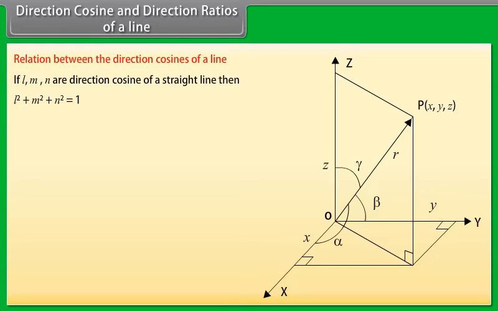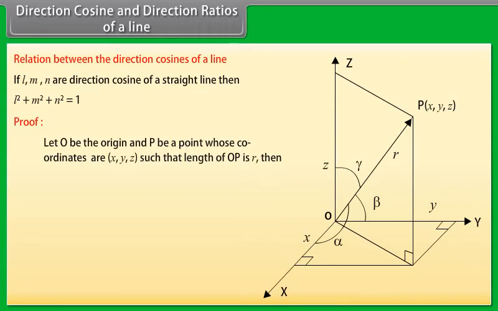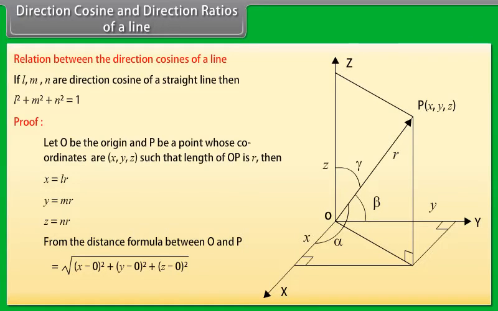equals 1. Proof. Let O be the origin and P be a point whose coordinates are x, y, z such that length of OP is r, then x is equal to Lr, y equals Mr, z equals Nr. From the distance formula, OP equals square root of (x minus 0) square plus (y minus 0) square plus (z minus 0) square. So x square plus y square plus z square equals r square, name it as 1.